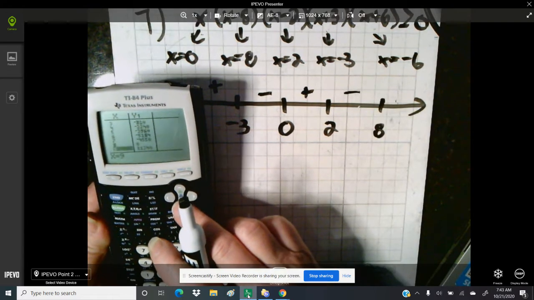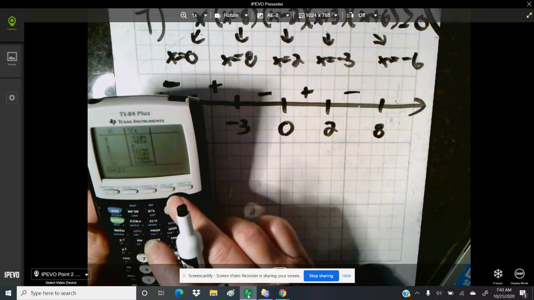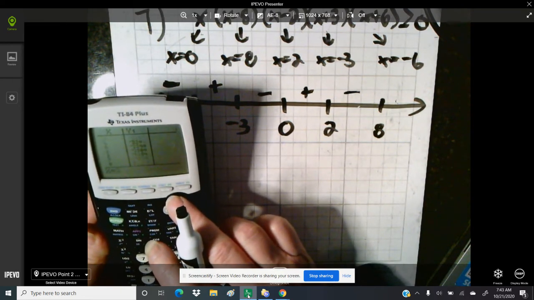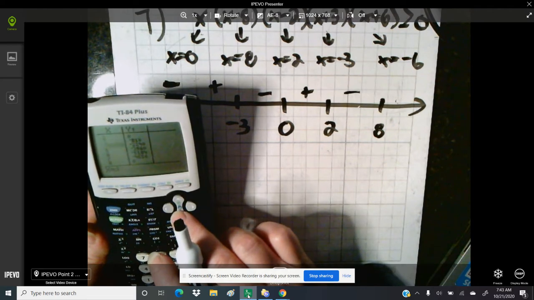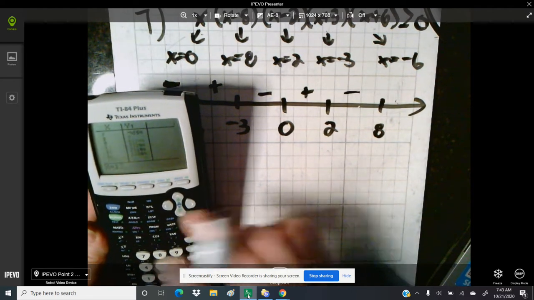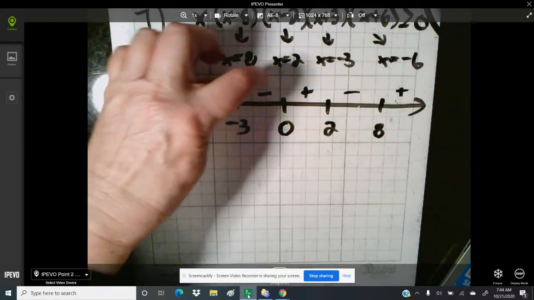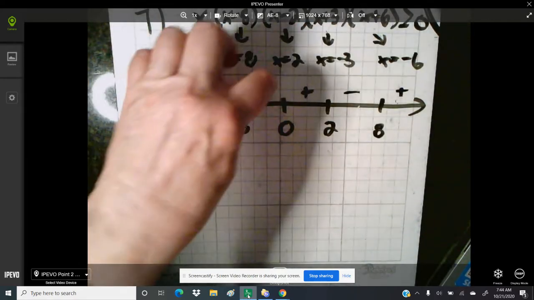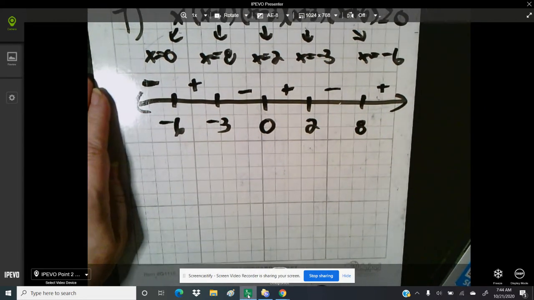Wait a minute, between 2 and 8, it's negative. Sorry. And then bigger than 8, you can see that it's positive. And it makes sense that these values always flip-flop, because that's what's going to happen when you have some sort of a polynomial.